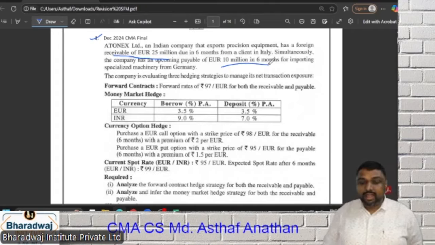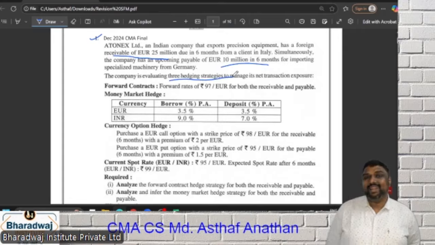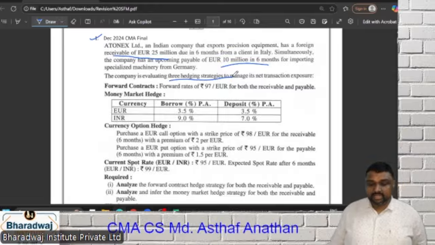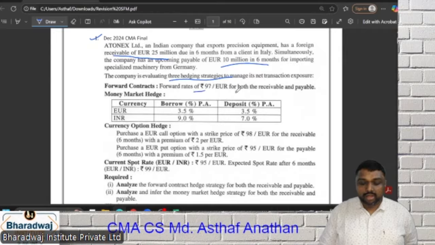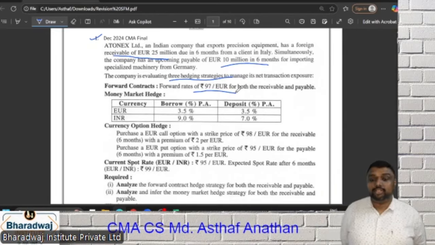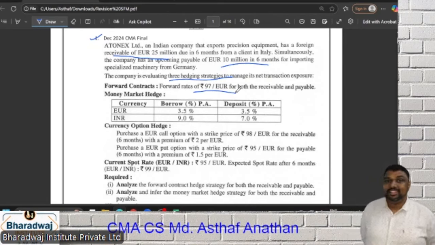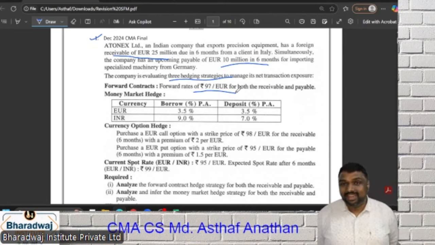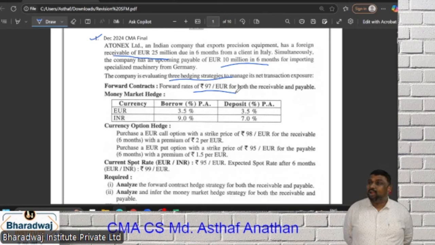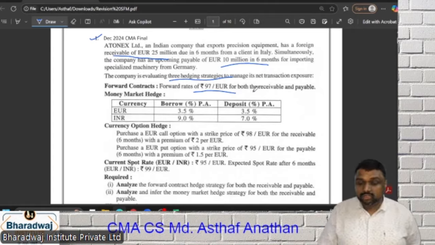The company is evaluating 3 hedging strategies. My dear friends, they're asking for 3 hedging strategies. First one is forward rate 97. Though it is a lengthy question, one advantage we have is that they have not given a two-way quote. We discussed two-way quotes previously, bid and ask. Here that kind of twist is not there. Only one rate, Euro 97, for both receivable and payable.